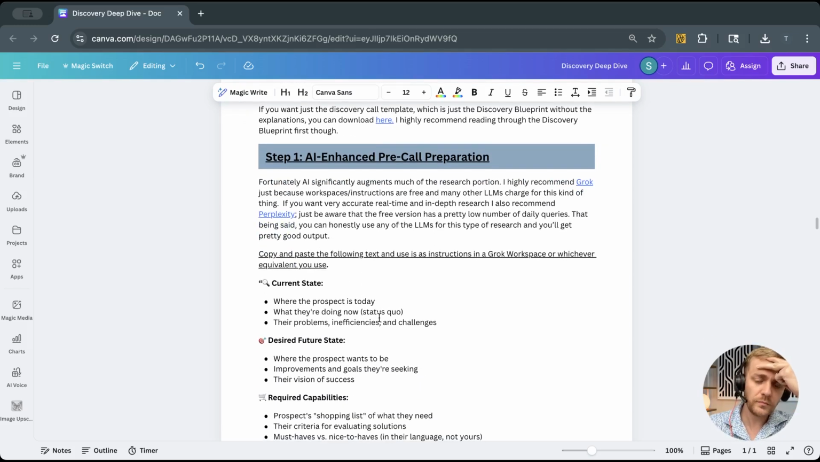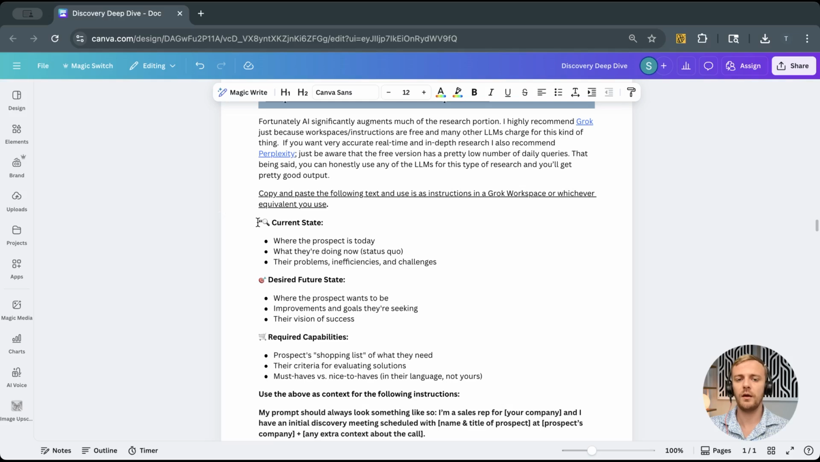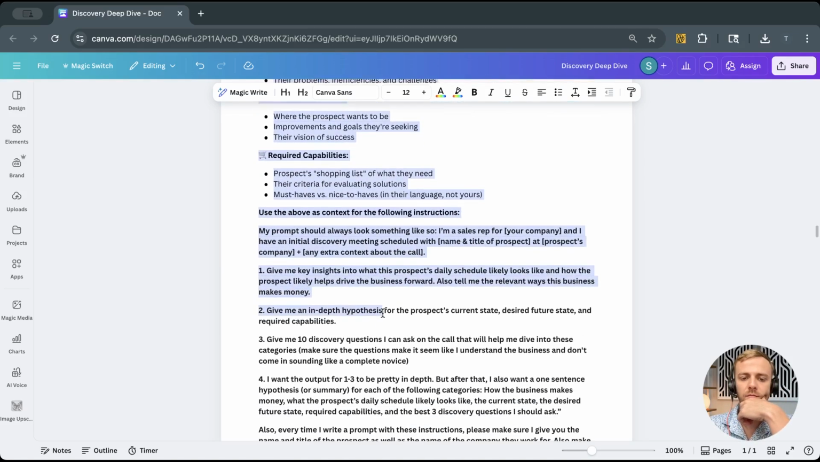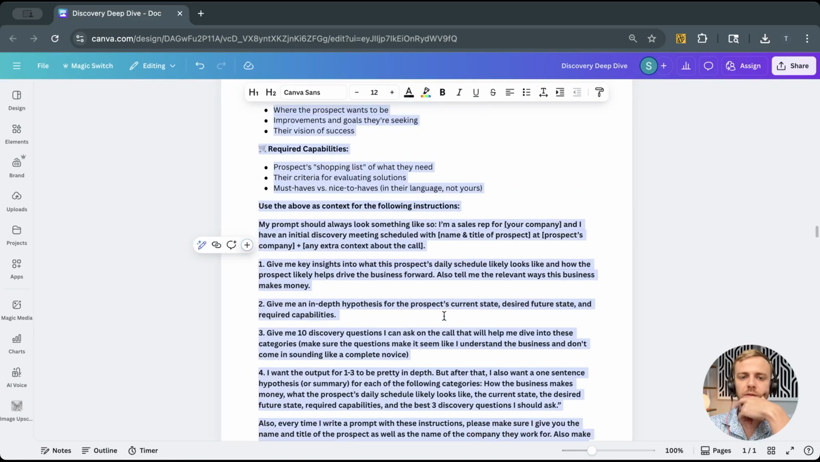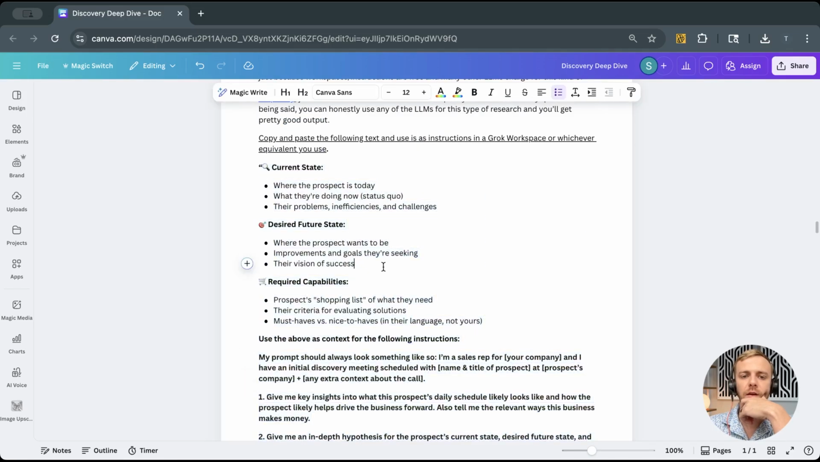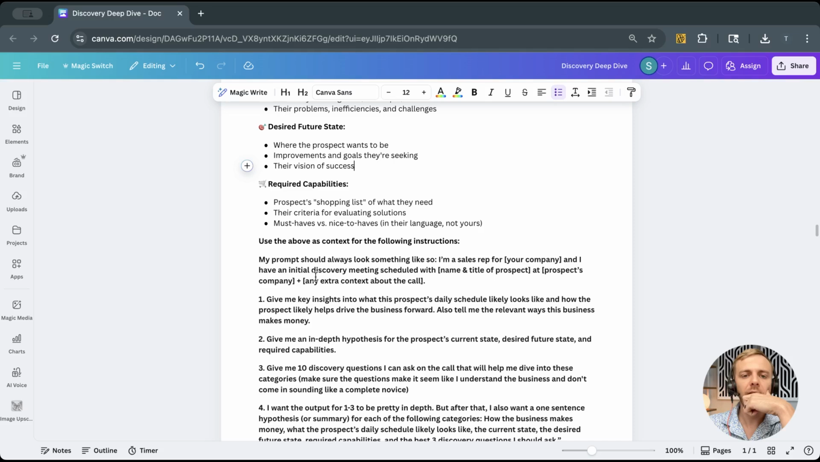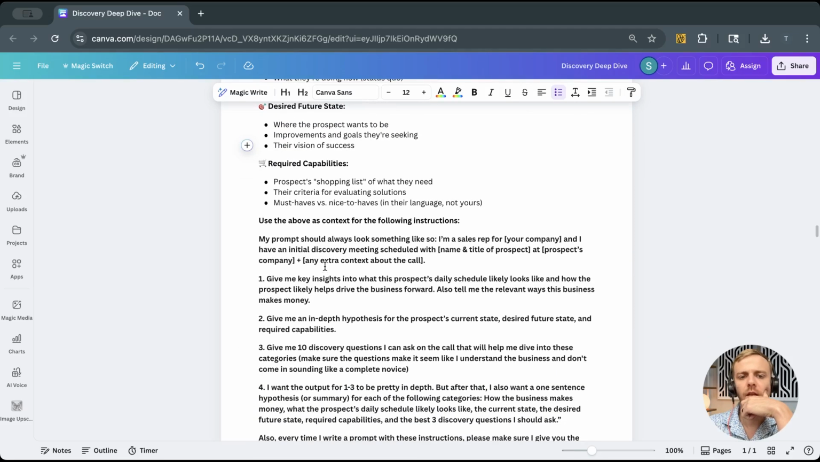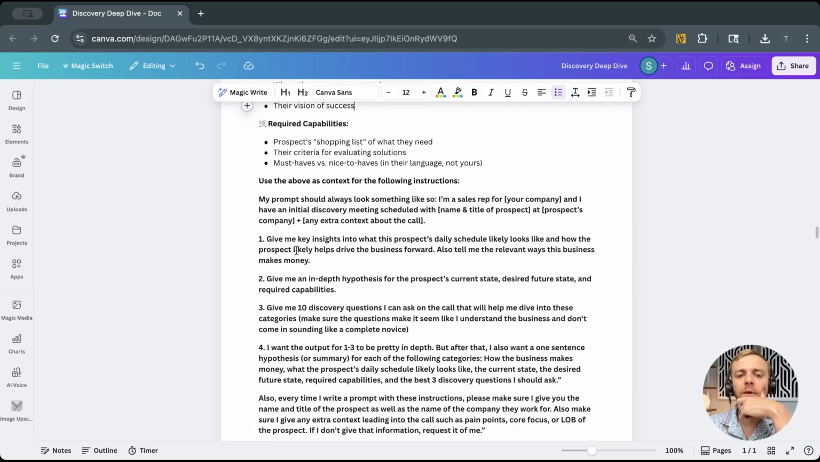So if you choose to use GPT or a workspace, that's advised because you can create a workspace that can be used for future use. And so I would copy paste this entire portion through here into a workspace. You can read through it, but it basically defines what these things are: current, desired, required capabilities. And then you're just basically asking it to put you in the customer's shoes. What does their daily schedule look like? And help me understand how the business makes money.